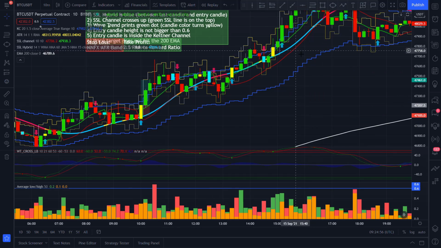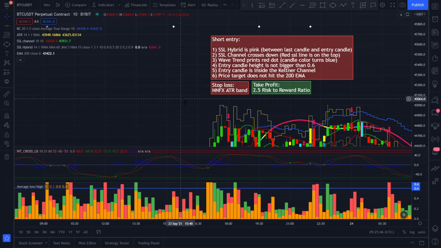And now let's see a short position. For a short position, as always, we are going to look for basically the opposite signals. First, you need to have the SSL hybrid in pink between the last candle and the entry candle. The second one is that you need to have an SSL channel cross down, which means that the red SSL line is on top. Third, you need the wave trend to print a red dot, and it also turns the candle's color to blue. Fourth, you can't have the entry candle's height above the 0.6 line.